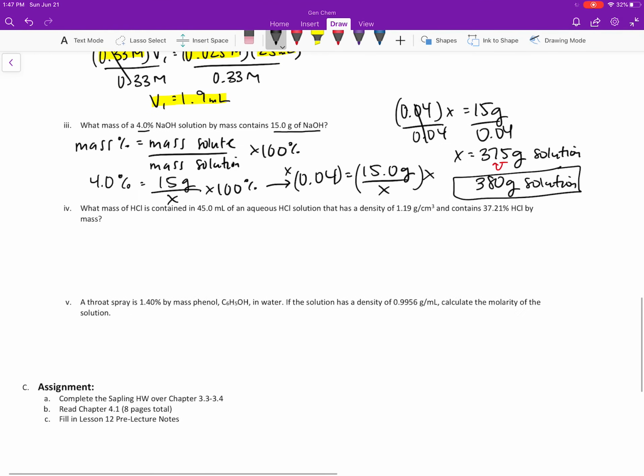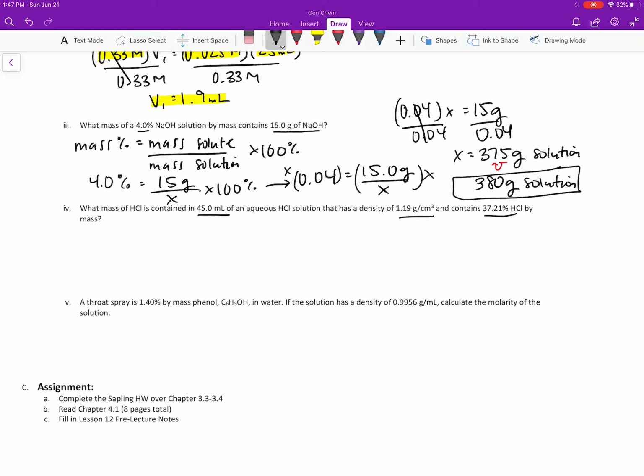The next question says, what mass of HCl is contained in a certain volume of aqueous HCl that has a density of this and contains this percent by mass? So the first thing I need to do is determine, I'm going to use the same formula. So I have 37.21%. I want to know what the mass of HCl is. That's my unknown. But for my mass of solution, I only have a volume. And what I need down here is mass. So I don't have the value I need right now.